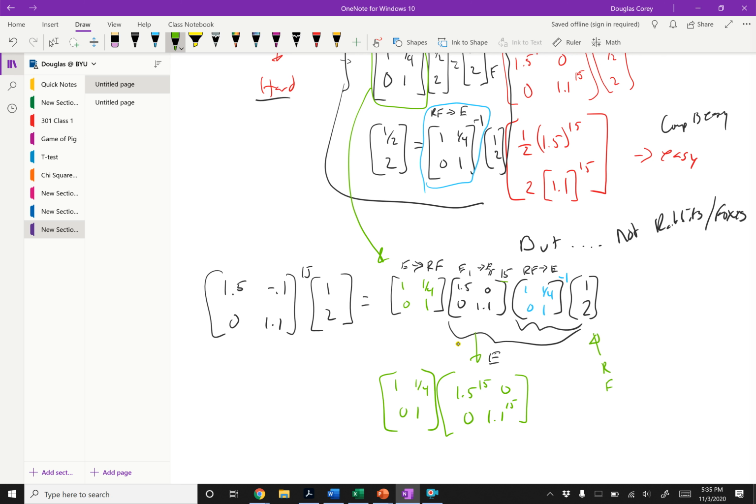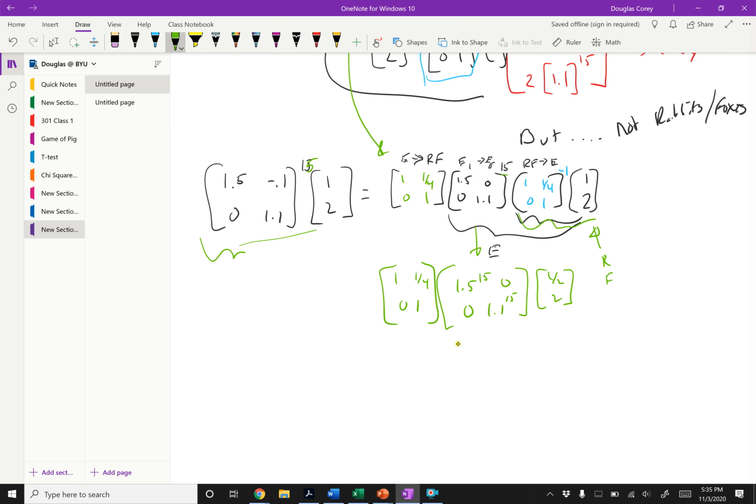These two matrices together we already know is 1/2, 2, etc. So we can do this fairly easily if we have ways of translating back and forth. So this crazy computation here, we can rewrite as all of that.